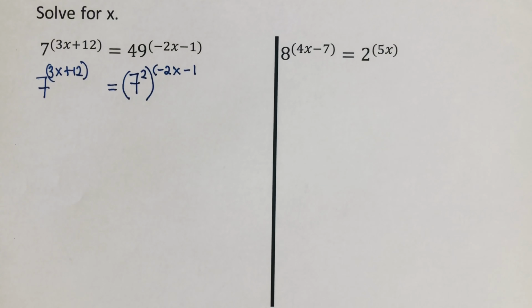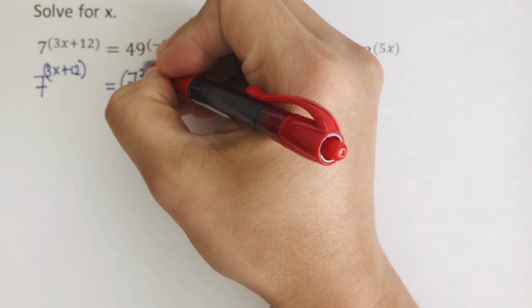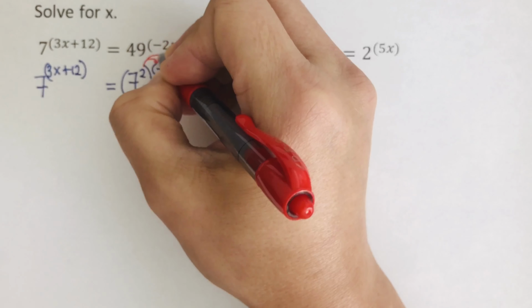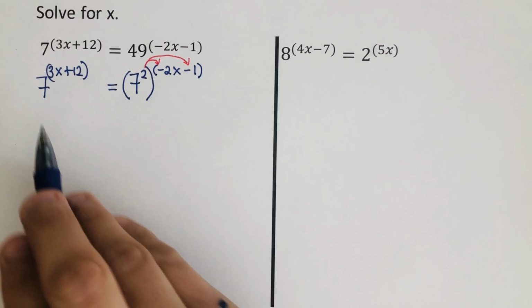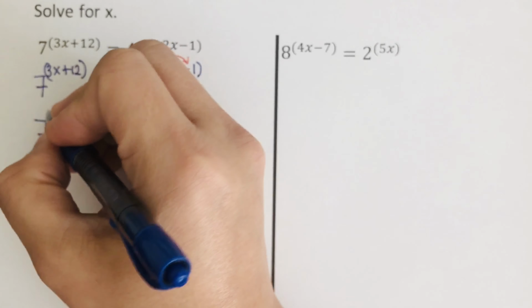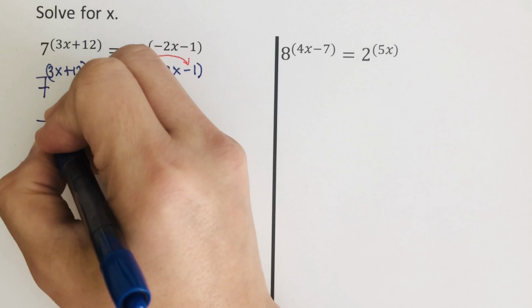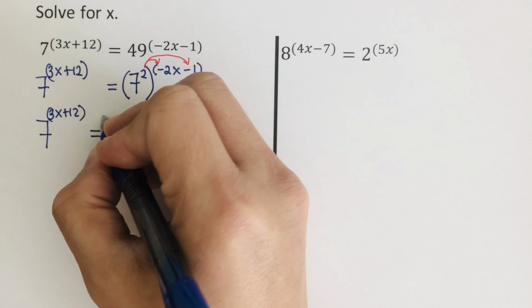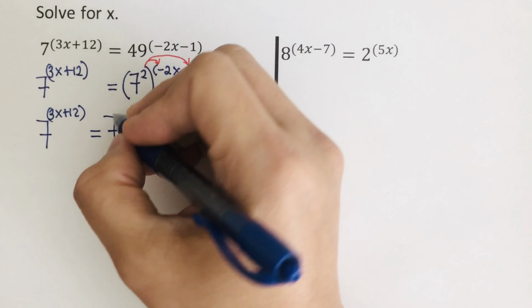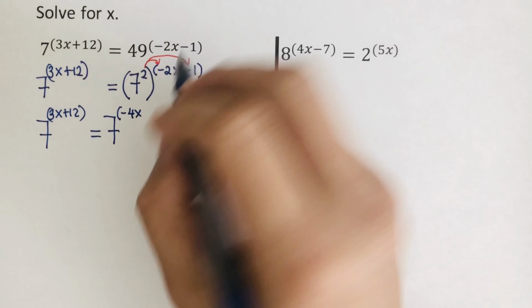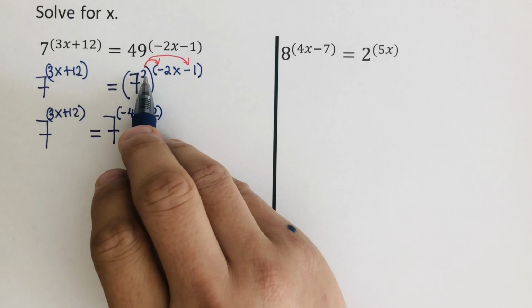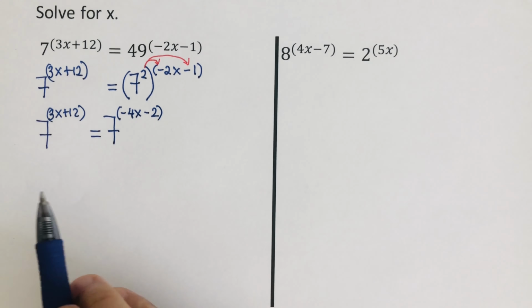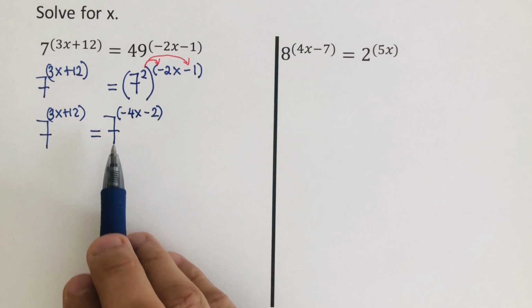From here, we are going to distribute the 2 to both terms inside the parentheses. Again, it has to be both terms because others missed this part. They only distributed it to the first term. So it has to be to both of them. So looking at this, we have 7 to the power 3x plus 12 is equal to 7 to the power negative 4x, and then negative 2, because negative 2 times negative 2x is negative 4x, and 2 times negative 1 is negative 2. As you can see here, we already have the same base.